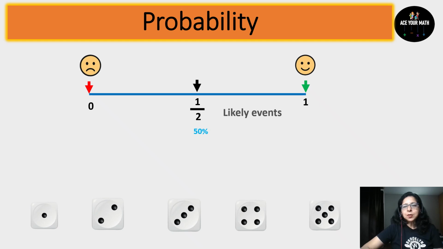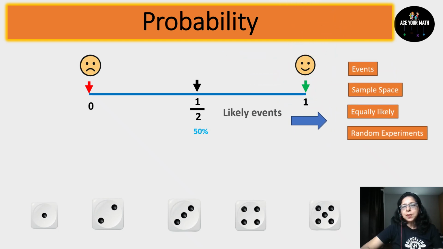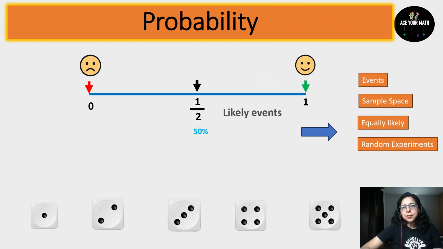I hope the term probability is clear to you. Today we covered only basic concepts of probability. In my next session, I shall be covering what are events, what is sample space, what are equally likely events, and what are random experiments in detail and with examples.